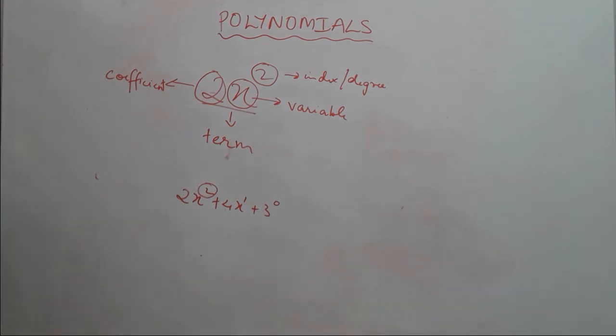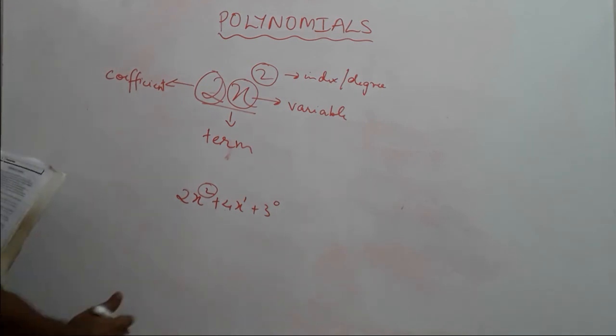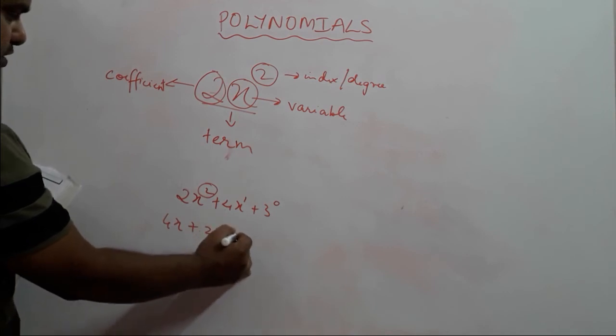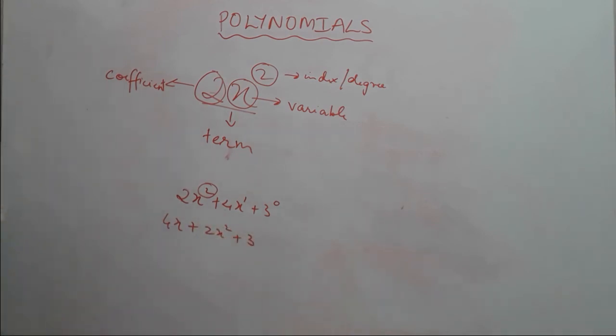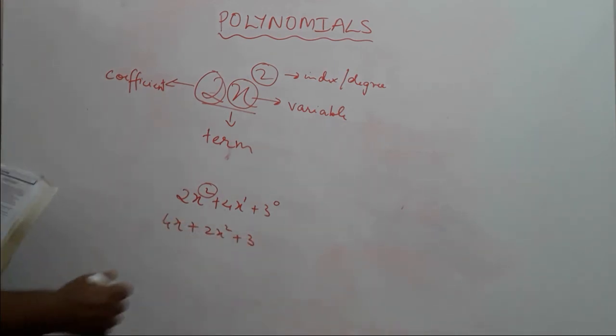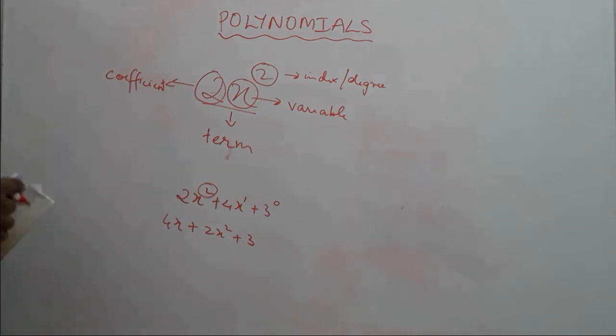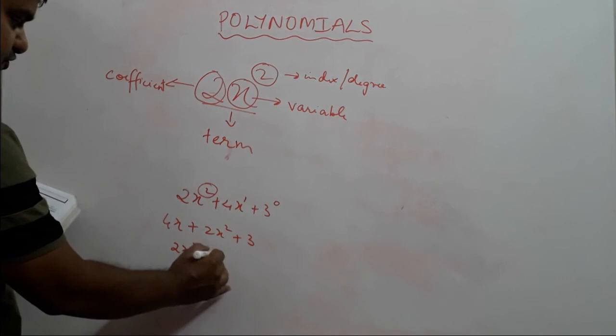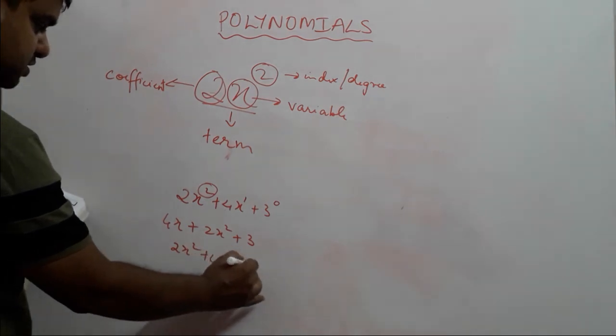If it is random, then you will have to rearrange it. For example, if I write 4x plus 2x square plus 3, when you are given a polynomial like that, you need to rearrange it. We usually rearrange it in decreasing order, that is, 2x square plus 4x plus 3.